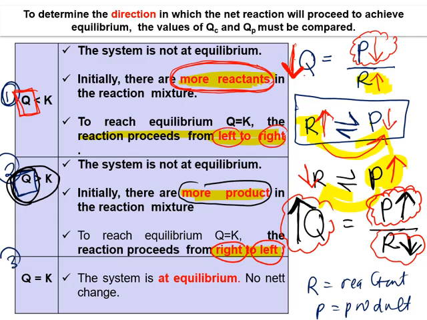Third condition, awak kira after you calculate the nilai Q, the Q value is equals to K. That means the system already at equilibrium. No net change. Dia tak akan berubah dah lah. Rate forward and rate reverse are same, are equal. That's why lah the system is at equilibrium. Dia takkan proceed from right to the left or from left to the right. Okay, so 3 condition ni based on the Q value.